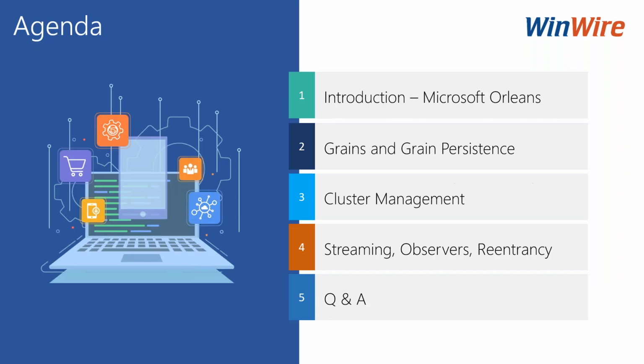On the agenda, we'll first go through what Orleans is and what it offers us as part of development, and then we'll see what grains are. Grains are basically the building blocks of Orleans, and then we will see clusters. What is a cluster, and how do you manage those clusters? And then we are going to talk about some important concepts in Orleans like streaming, observers, re-entrancy, and stuff like that.